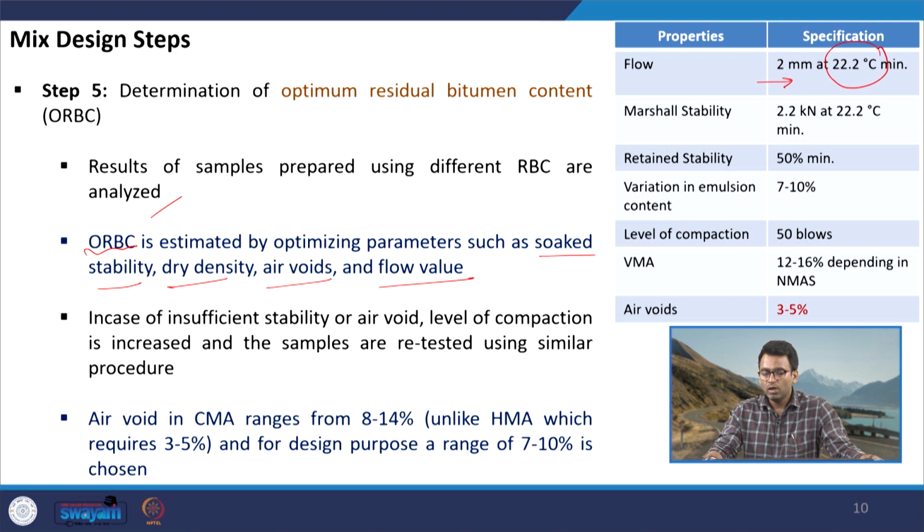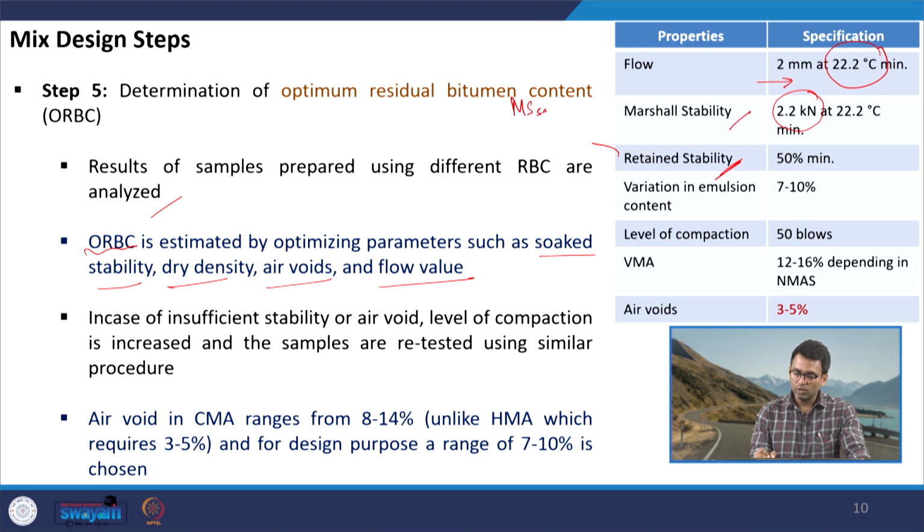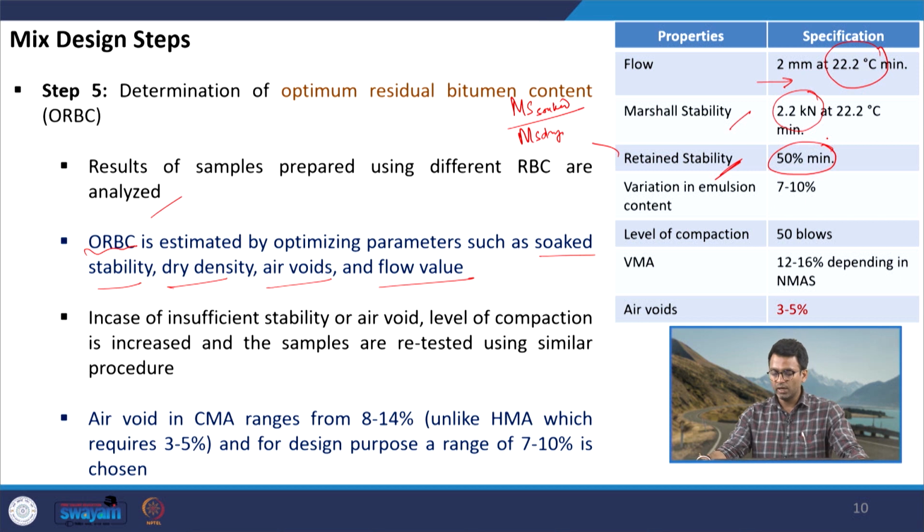For example, in IRC SP 100 the temperature given is 25 degrees Celsius. On the other hand, in the Ministry of Road Transport and Highways it is 22.2 degrees Celsius. There are a few other differences, I will talk about them. Marshall stability minimum 2.2 kilonewton, again at 22.2 degrees Celsius. Retained stability, so what is retained stability? It is the Marshall stability of the soaked sample divided by the Marshall stability of a dry specimen. It should be at least 50% minimum, this is again a requirement.